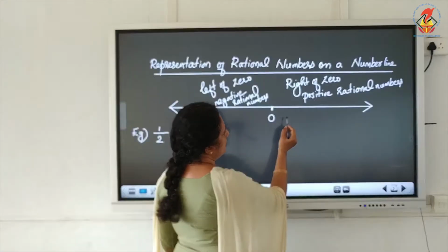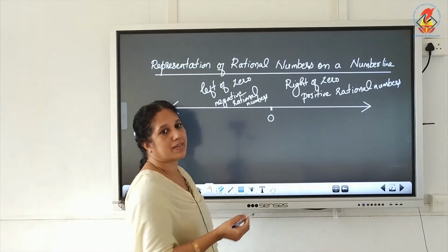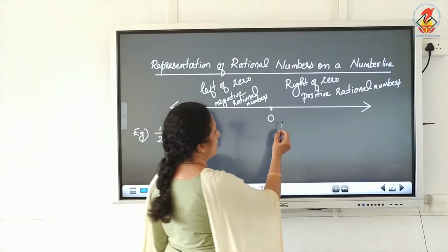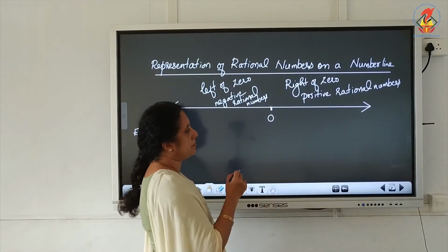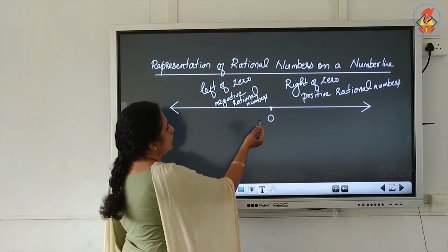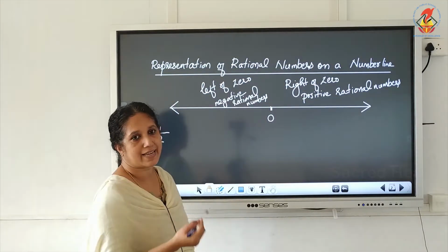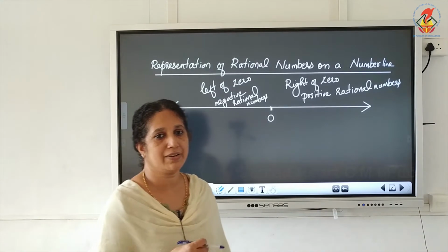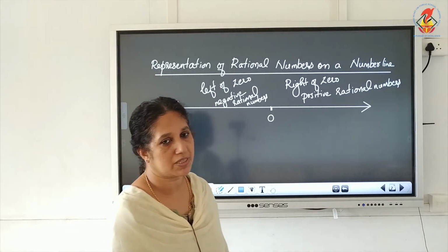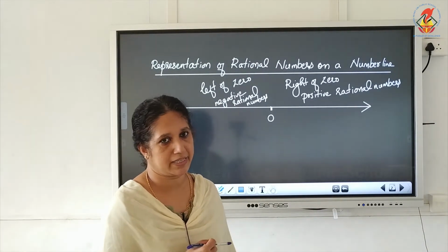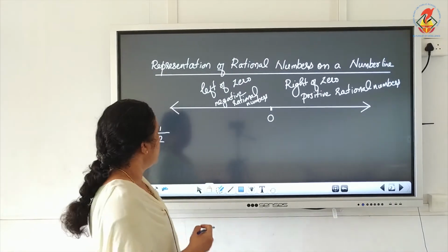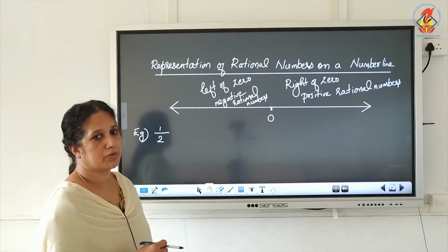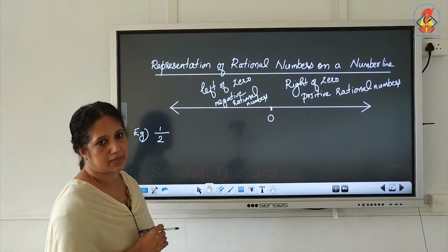Then we can see that to the right of 0, we have to mark positive rational numbers. The positive rational numbers are lying on the right of 0. And to the left of 0, we have to mark negative rational numbers. So, first of all, you have to look at whether the given rational number is a positive rational number or a negative rational number. Now, we can consider the first example, 1 by 2. You have to represent 1 by 2 on the number line.